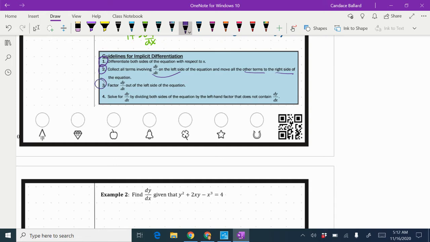Then we are going to factor dy/dx out of the left side of the equation. And then we are going to solve for dy/dx by dividing both sides of the equation by the left-hand factor that does not contain the dy/dx.